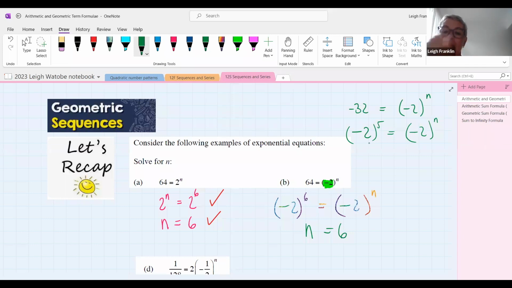Because if I'm going to take a negative base and I'm going to raise it to a power that's odd, I'm going to end up with a negative answer. I cannot end up with a positive answer. All right, so now I would end up with n being equal to 5 in this case. All right, so that's what I mean. Are you happy with that?